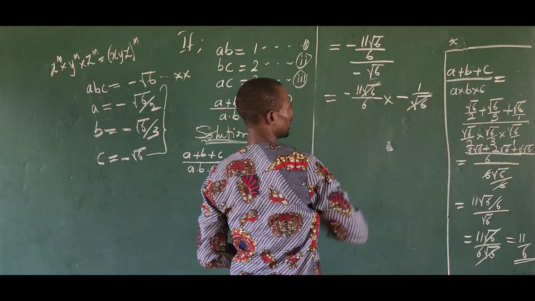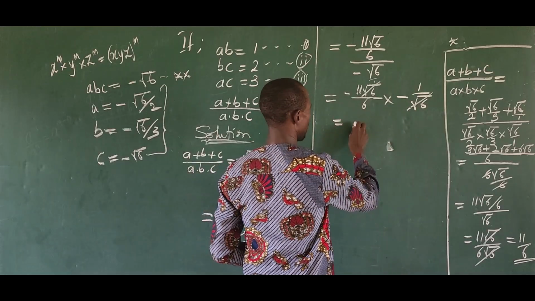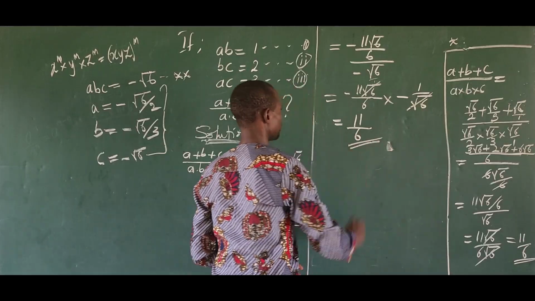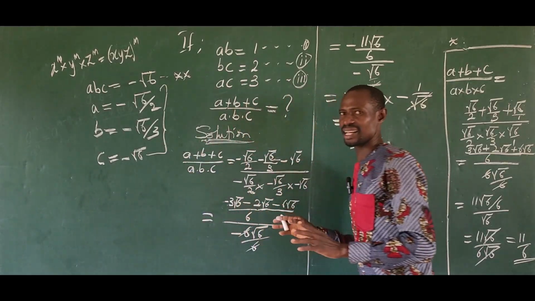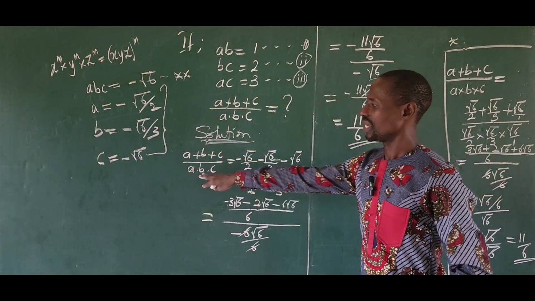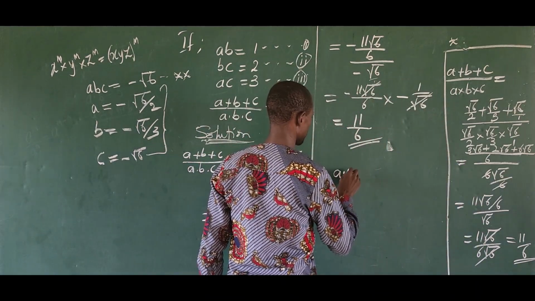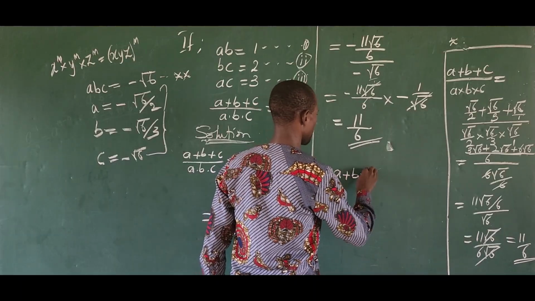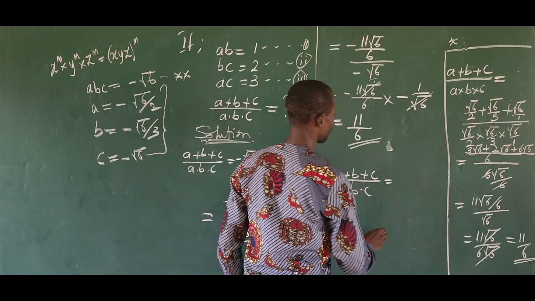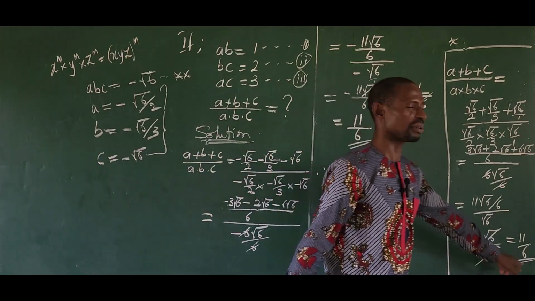So what happened? This goes with this. So now I have minus times minus will give us plus. And so this is going to give us a positive 11 all over 6. Now, what can you tell about this answer? It means whether the positive or the negative of these a, b, c, we have the same value. So therefore, we can clearly say that a plus b plus c all over a times b times c is equal to 11 all over 6. And that is the answer we got from the other one.